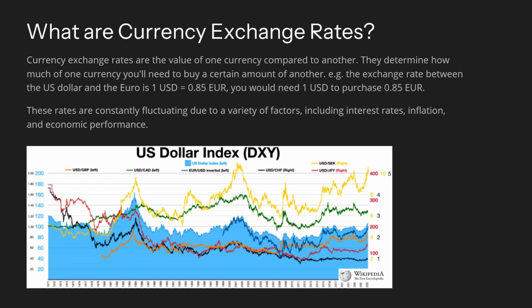Currency exchange rates are the value of one currency compared to another. They determine how much of one currency you'll need to buy a certain amount of another. Exchange rates fluctuate constantly, influenced by interest rates, inflation, and a nation's economic performance. The global marketplace is always moving, always evolving, and exchange rates are the pulse of this interconnected system.